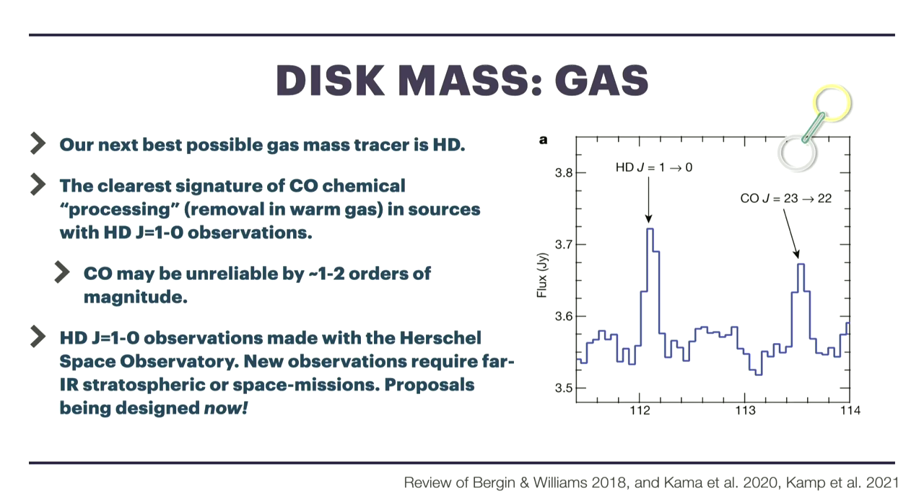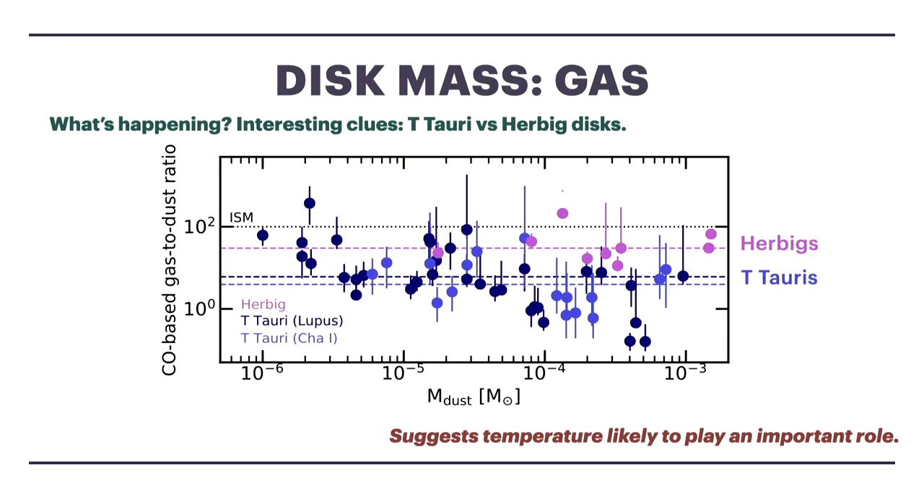From our chapter, we plotted the CO-based gas to dust ratio. This is the total amount of gas mass coming from CO normalized to the total amount of dust mass, correcting for the fact that the Herbigs are larger. If you plot them here, you see that the Herbigs on the whole seem to have higher CO gas to dust ratios compared to the T Tauris. So it seems like there is some kind of temperature effect acting on whatever is happening to CO in these older disks. So can we calibrate this?